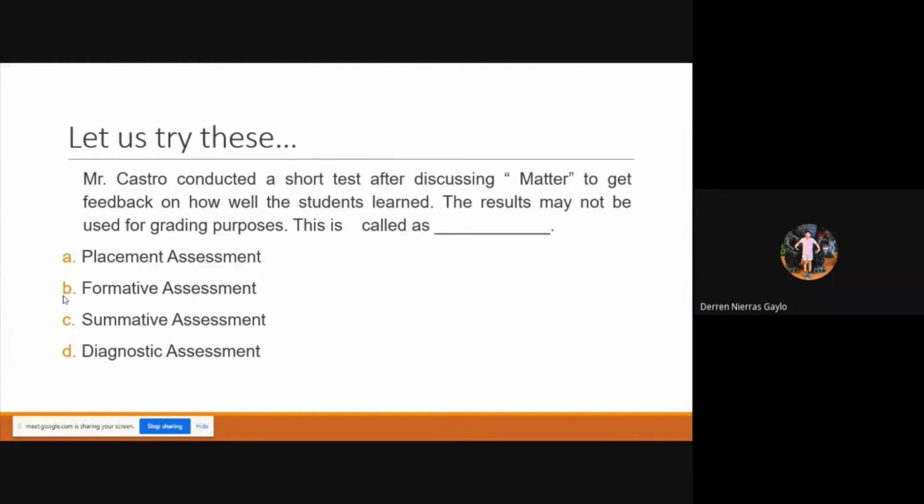So which of this? Giving a short test after discussing the matter, it is formative assessment. It's more on giving feedback. So if you say feedback, that is formative.